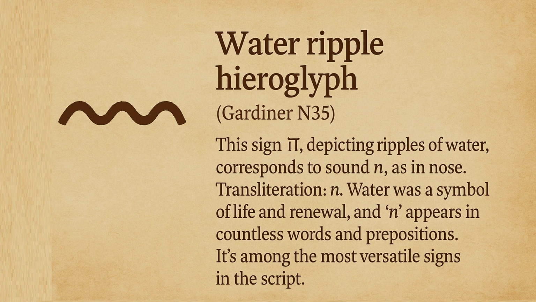13. Water ripple hieroglyph, Gardiner N35. This sign, depicting ripples of water, corresponds to the sound N, as in nose. Transliteration, N. Water was a symbol of life and renewal, and N appears in countless words and prepositions. It's among the most versatile signs in the script.